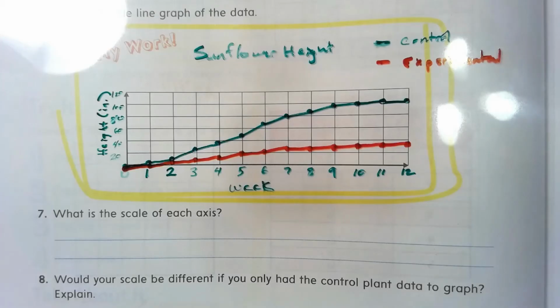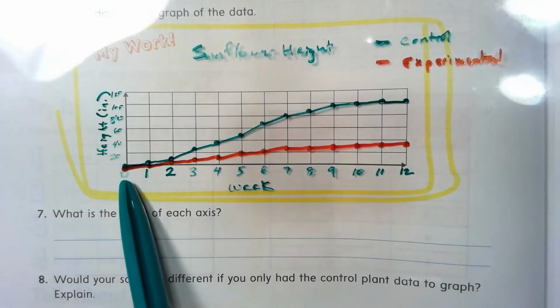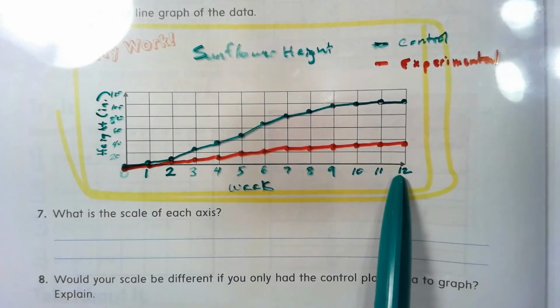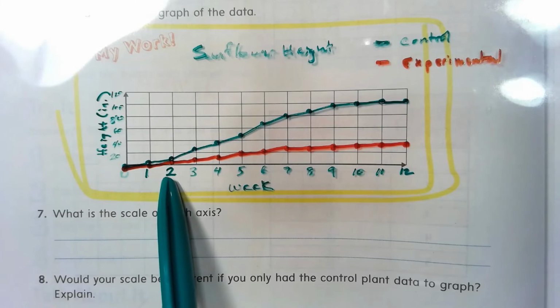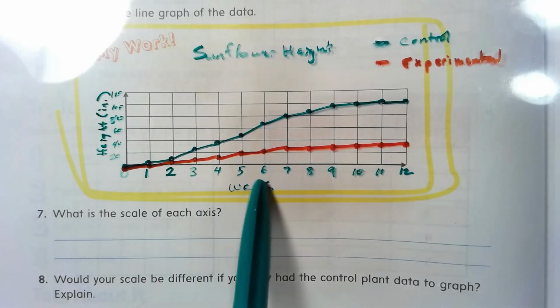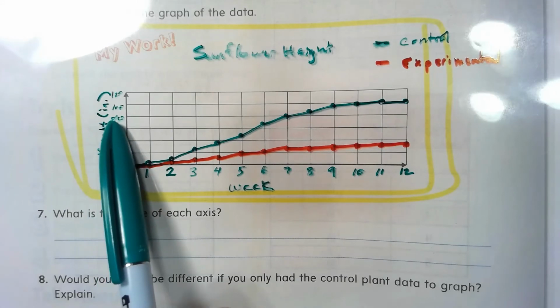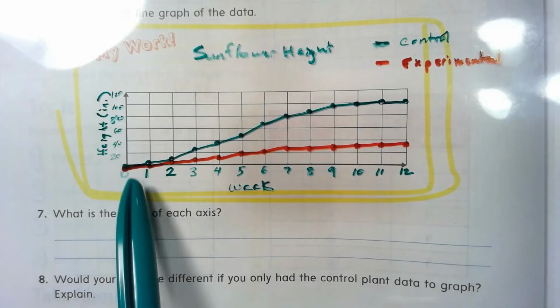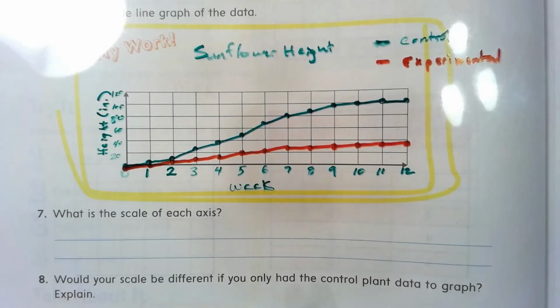And looking at questions 7 and 8, it says, what is the scale of each axis? The scale of the x-axis is from 0 to 12. Its interval, however, is 1 because we're skip counting by 1 each time, 1 week at a time. The scale of the y-axis is from 0 to 120, and the interval of the y-axis is 20 because we're skip counting by 20s each time.